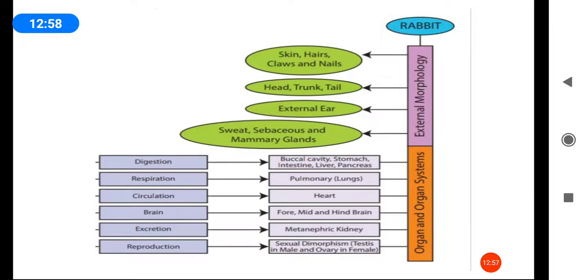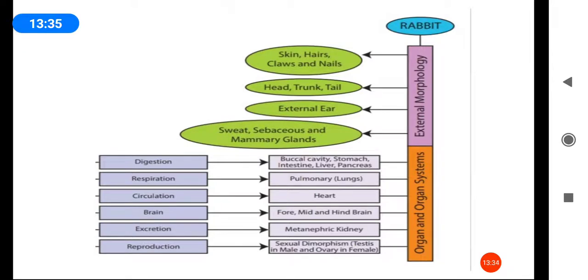Then organ and organ system we learned. The digestive system includes buccal cavity, stomach, intestine, liver and pancreas. Then respiration takes place through the lungs. So pulmonary lungs are involved in the respiration. Then circulation takes place through the heart and blood vessels. Then the central nervous system includes brain and spinal cord. The brain has 3 divisions: forebrain, midbrain and hindbrain.